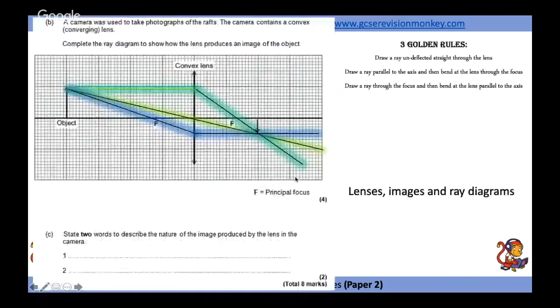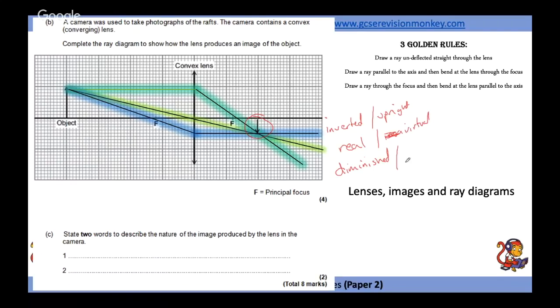Now I can say that this image here is inverted, upside down. He's a real image because I can project him on a screen, and he is diminished because he's smaller. So if he wasn't inverted, we would say he's upright. If he wasn't real, we would say virtual. And if he wasn't diminished, we would say magnified, meaning the opposite.